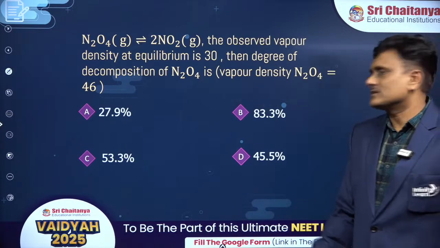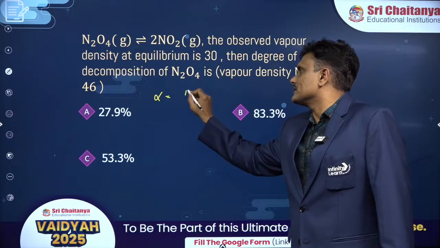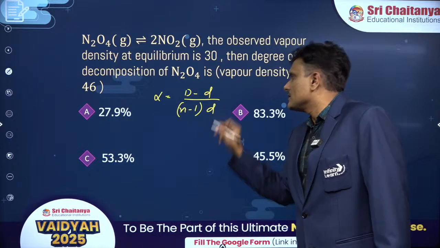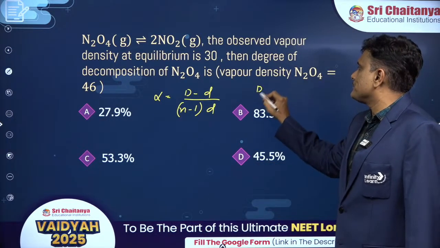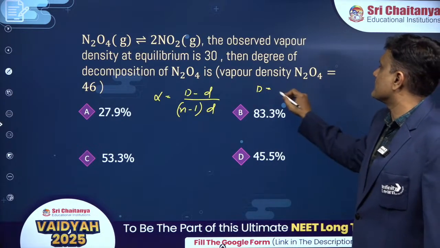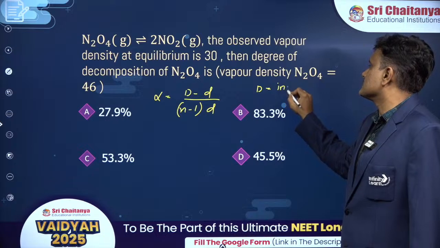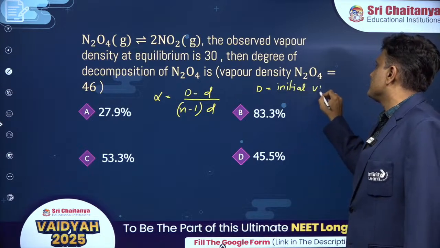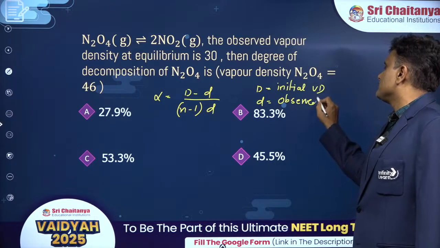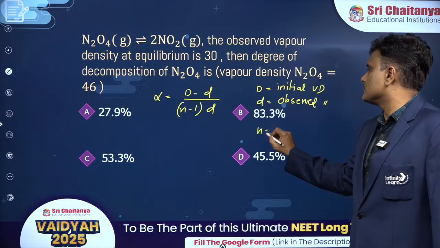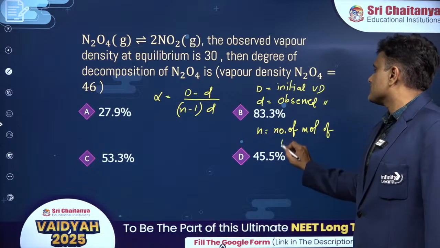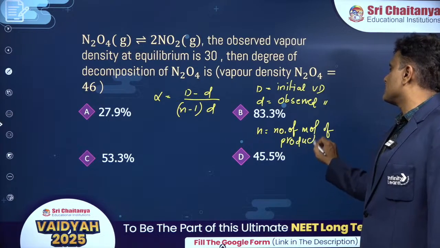There is an important equation related to the degree of dissociation and vapor density. Please make a note if you have not studied this before. Capital D is the initial vapor density, the vapor density of N2O4 that is initially present in the equilibrium mixture, and small d is the observed vapor density at equilibrium, and n is the number of moles of the product formed from 1 mole of reactant. This is the data one should have to solve this question.